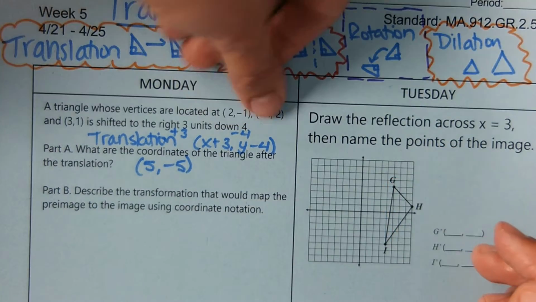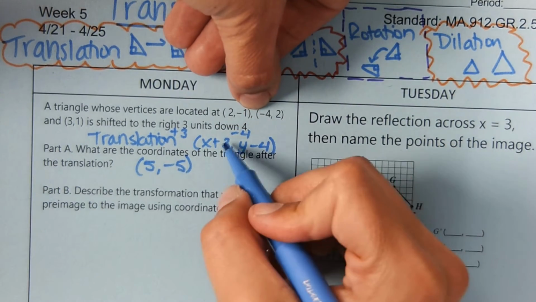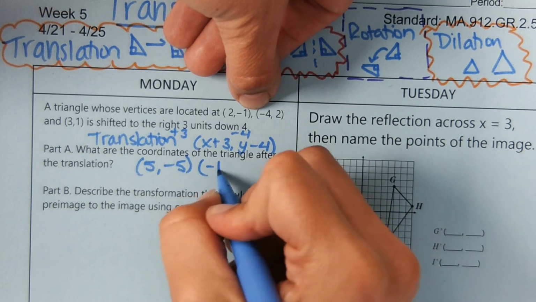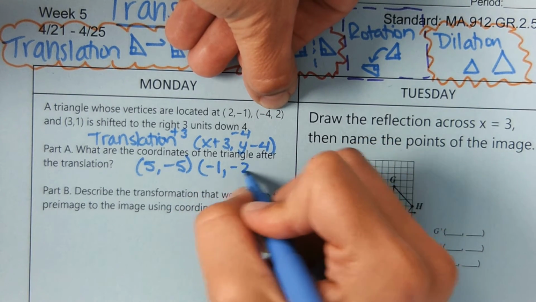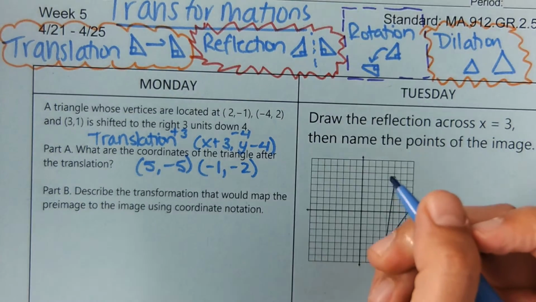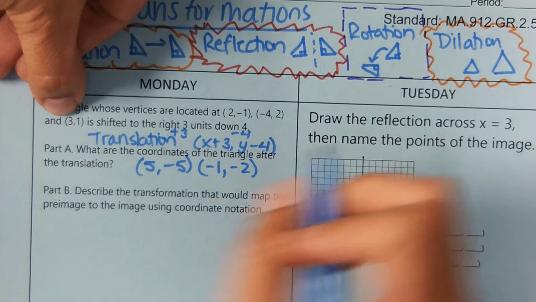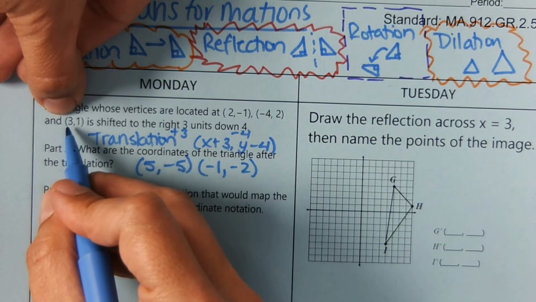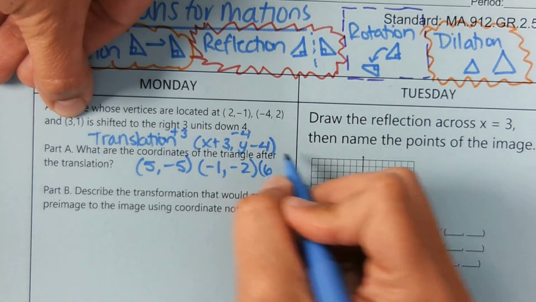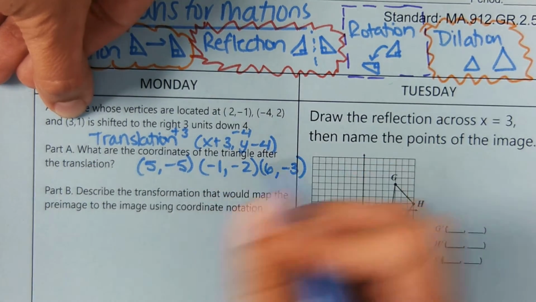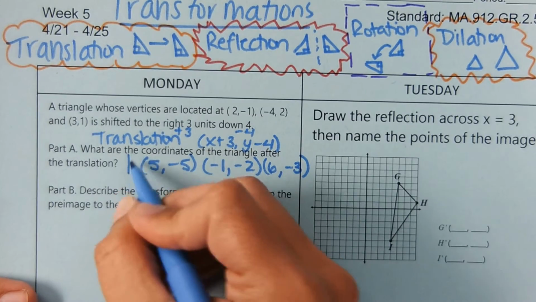And then for the next set of coordinates, -4, 2, so -4 plus 3 would be -1. And then to the y, 2 minus 4 would be -2. And so I'm just using the coordinates. You could graph it as well if you wanted to be sure. And then 3 plus 3 would be 6. And then 1 minus 4 would be -3. And so here are the new coordinates that it's asking for.